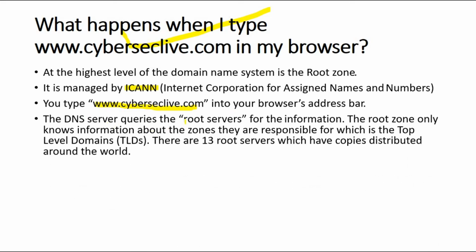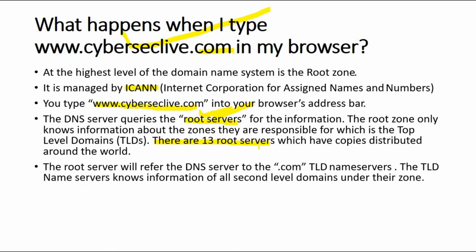So the DNS server queries the root server. Whatever I have requested, the query goes directly to the root server, right? The root zone only knows information about the zones it is responsible for, which are the top level domains. Root servers know what the TLD for cyberseclive.com is. From the root server, they get to know that .com is the TLD. There are typically 13 root servers, which have copies distributed around the world. The root server will refer the DNS server to the .com TLD.